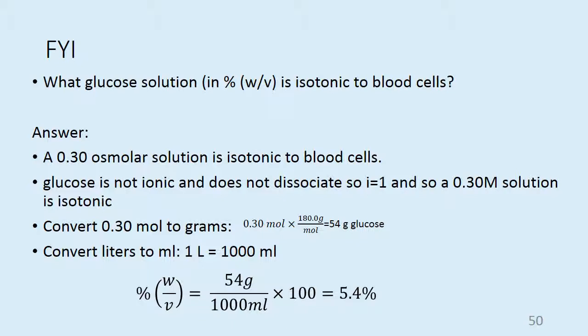So a glucose 5.4% solution has an osmolarity of 0.3. A 0.89% NaCl solution, saline solution, also has a 0.3 osmolarity, and that's the same as blood. So other solutions would be figured out the same way. Blood has an osmolarity of 0.30, and so you have to put in a solution that is isotonic to blood.